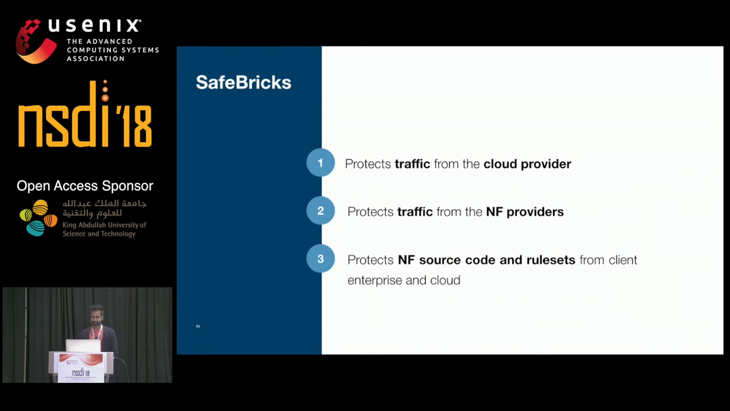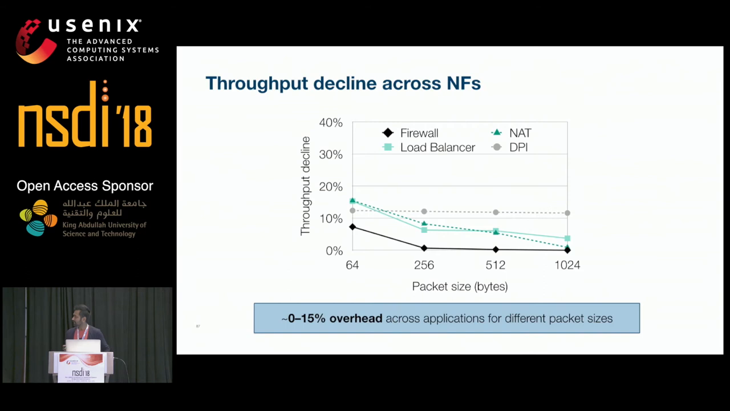So a quick preview on performance. We implemented SafeBricks and tested performance for four different applications, a firewall, a load balancer, a NAT, and a DPI. And in general, this is for a synthetic trace. We also have results for real traces in the paper. In general, we found a decline of up to 15% for different packet sizes across applications with respect to a baseline setup without enclaves. This comes with a caveat, however.